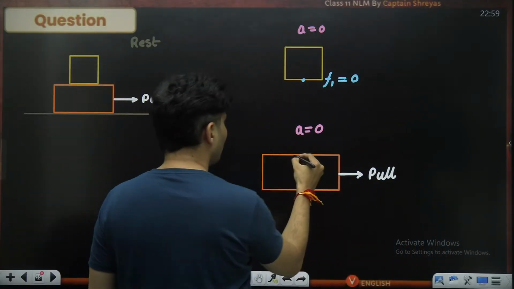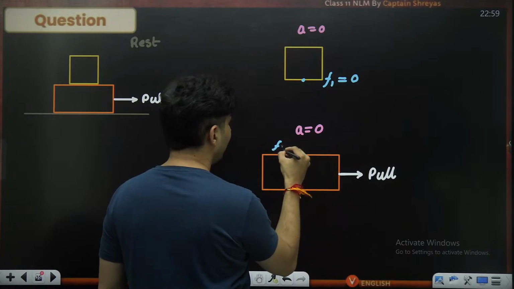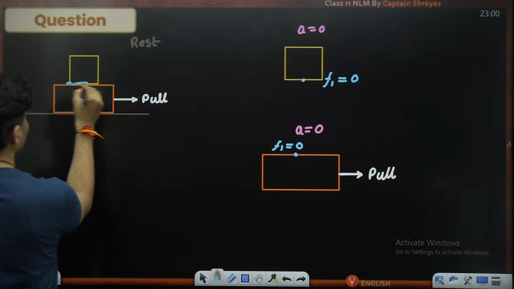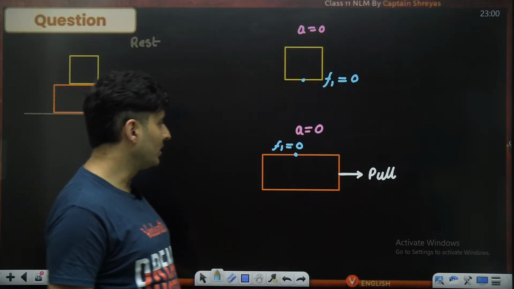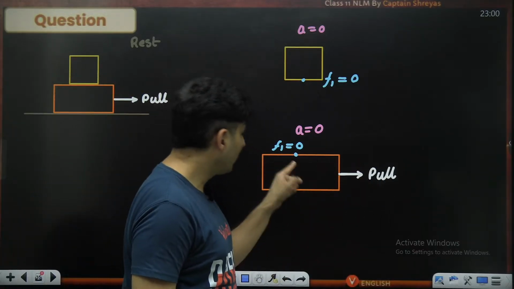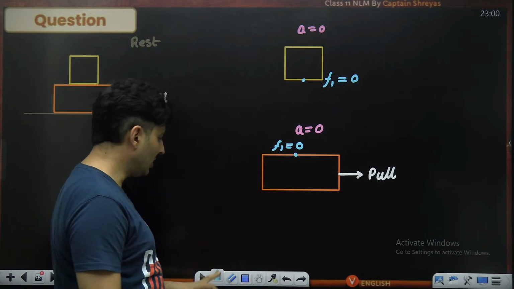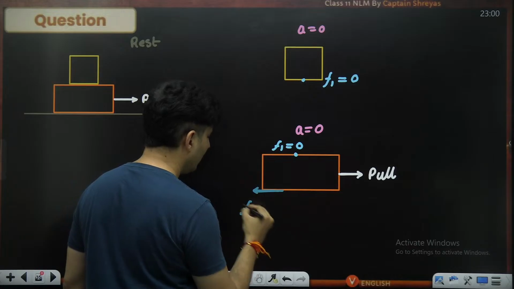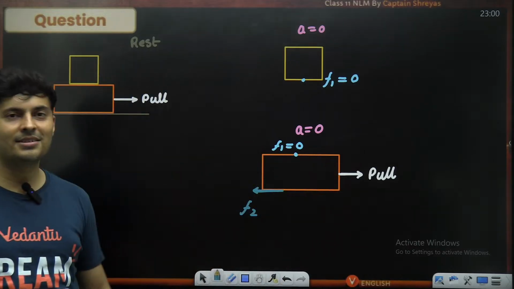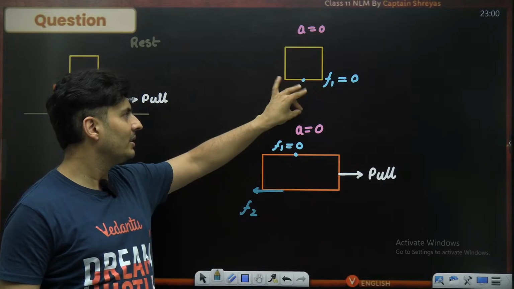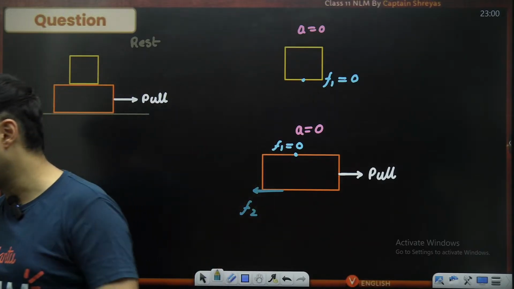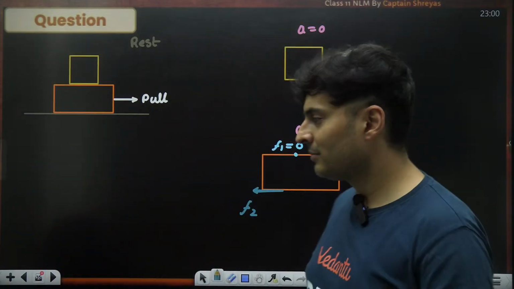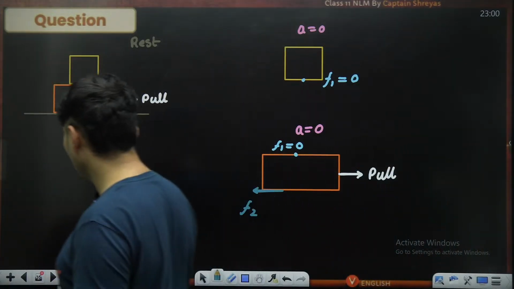So F1 is 0 on this surface. Also, there is no surface between them. Here, there is no friction. Even if it is rough, there is no need. But then on the lower block, there is a pull. This friction is not there. So the only force which can come is F2. So there will be a friction over here on the below surface, which will balance the pull. So no force of friction between these two, but there is a force between the ground and the orange block. Isn't it a fab question, fabulous question. Everybody, wonderful question.